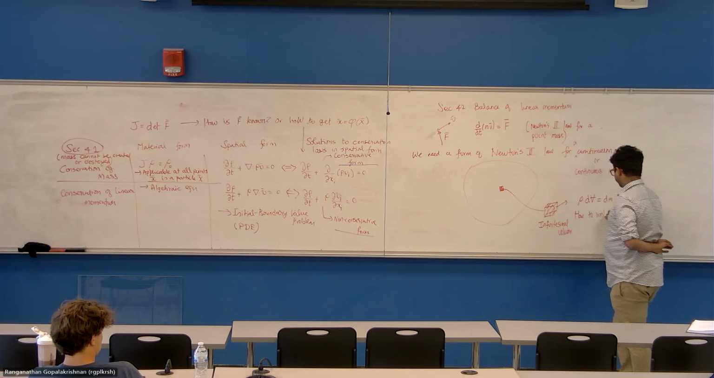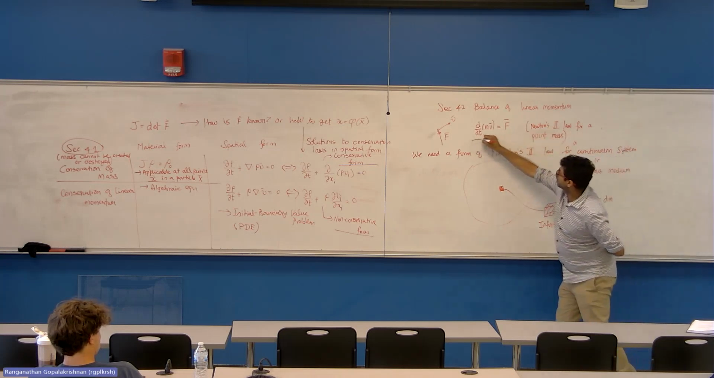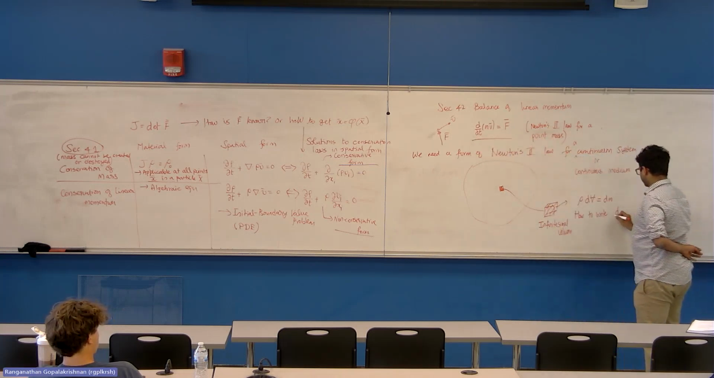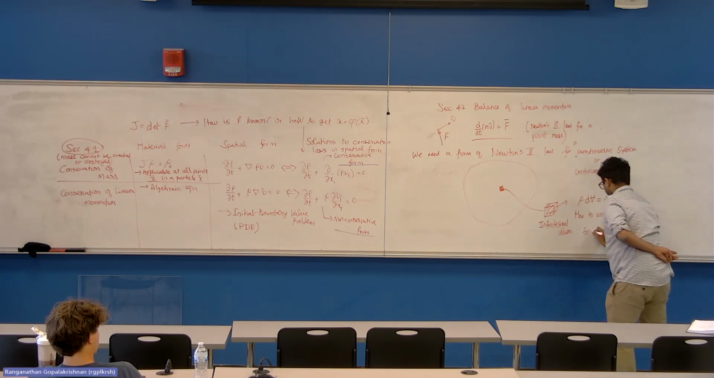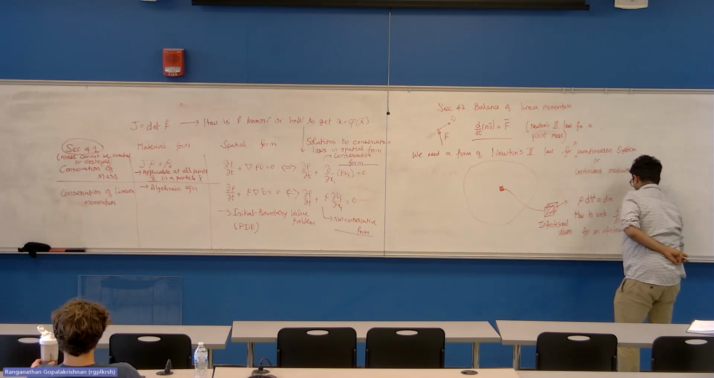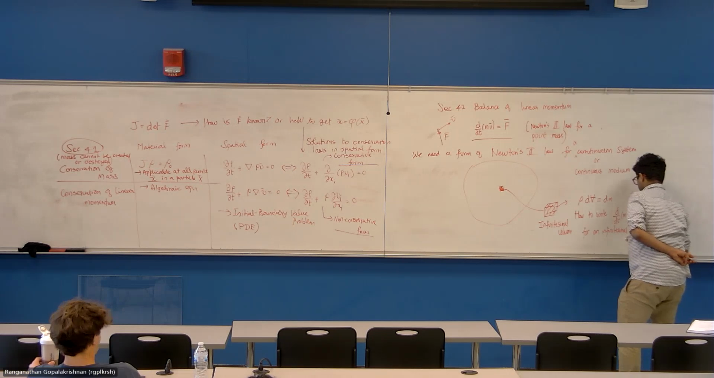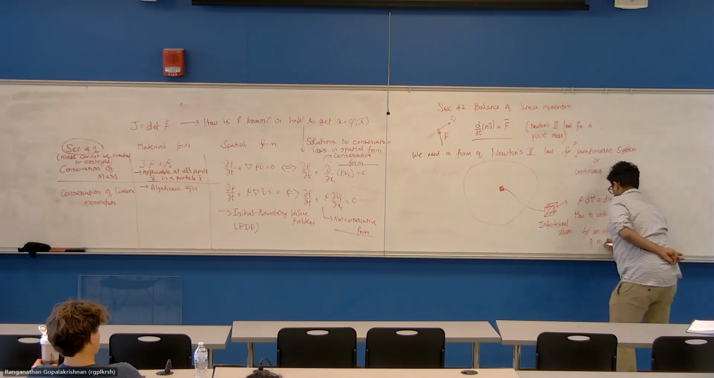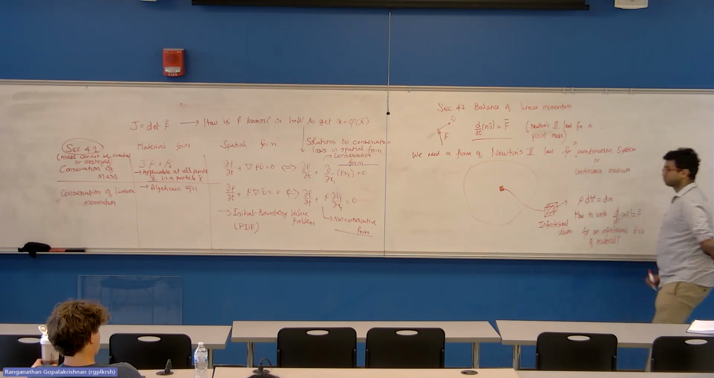Okay. We want to ask the question, how to write this equation here, d over dt of mv equal to F, for an infinitesimal block of material. That is our first goal for the unit.